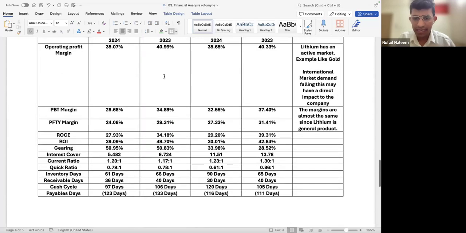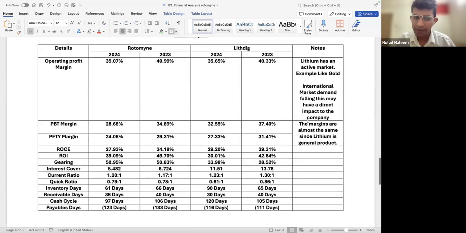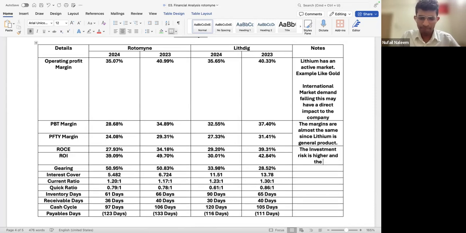So coming down, students. Now you are very clear with all these aspects. Now you see the ROC, the return on capital employed, and also the ROI. You see here, students, there is an industry impact. It is affecting the ROC and the ROI. So students, can I write down a merged point here? The investment risk is higher, and the beta is higher. Now you have to remember this clearly.